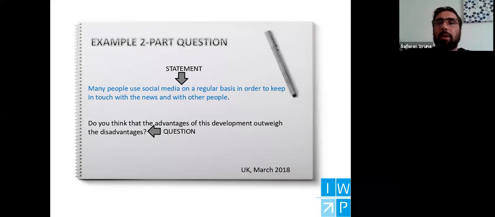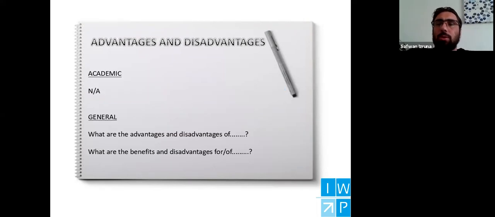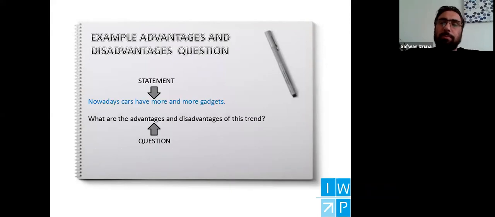And then we have two-part questions. Two-part questions, we're given a statement and two random questions. And the last one we have is advantages and disadvantages. What are the advantages and disadvantages?